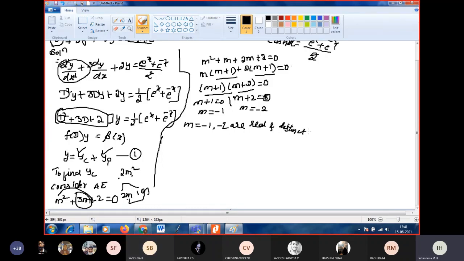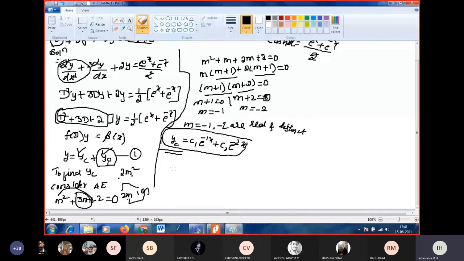Real and distinct. Therefore, by using case 1, yc can be written as C1 e to the power of minus 1x plus C2 e to the power of minus 2x. Correct? Is it right? Next, after finding yc, what should we find?